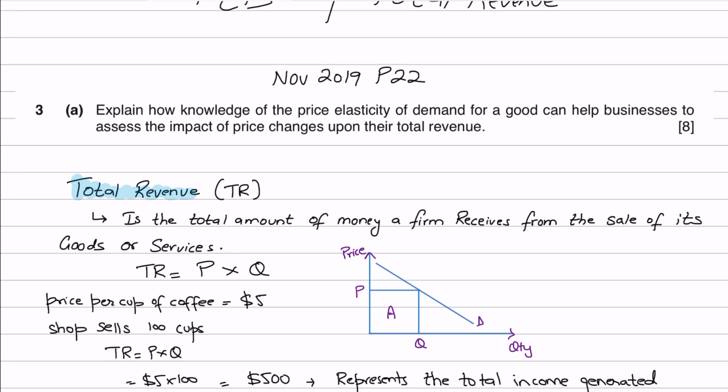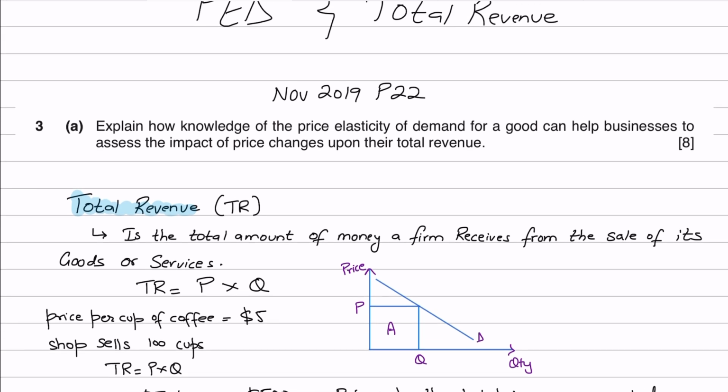Now, first we need to obviously understand what revenue is. And by the way, for this question as well, like I always say, the first thing is assessment objective one. So you will have to define what total revenue is, right? Just a bit of definition and formula would be enough.